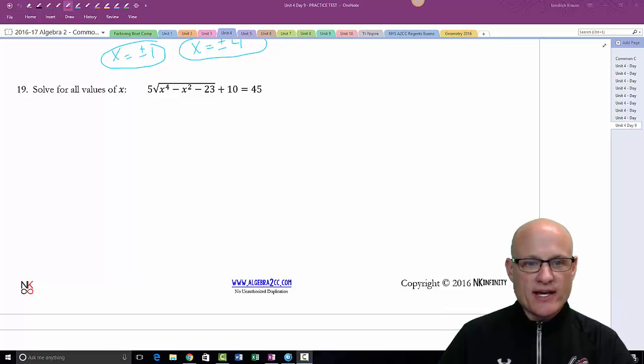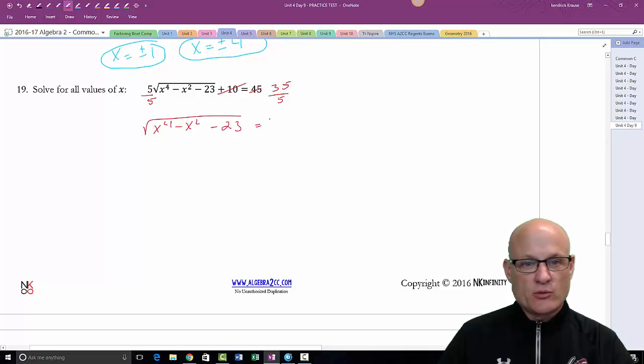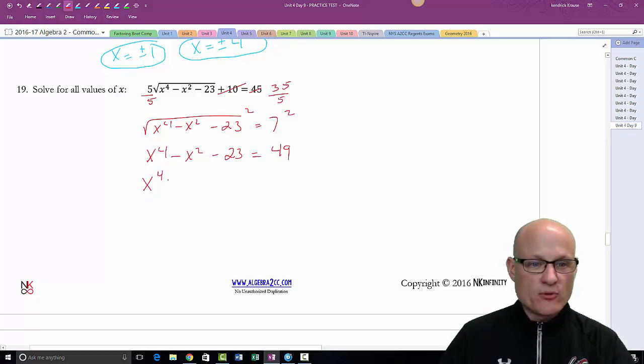Okay, we're going to subtract 10. I'm going to speed things up. Subtract 10, that's 35. Divide by 5. So I get the square root of x to the 4th minus x squared minus 23 equals 7. I'm going to square both sides. I get x to the 4th minus x squared minus 23 equals 49. Bring the 49 over. I get x to the 4th minus x squared minus 72 equals 0.